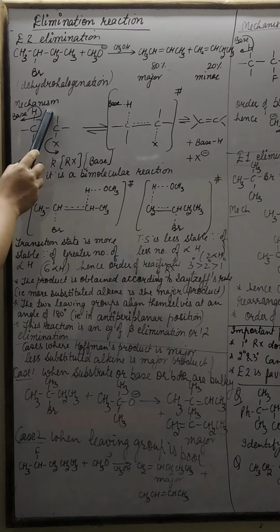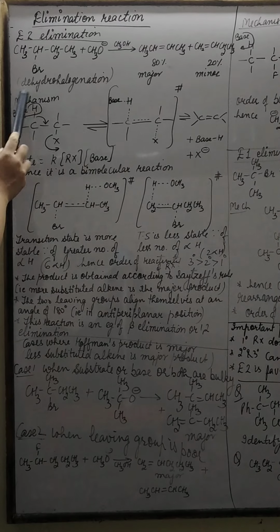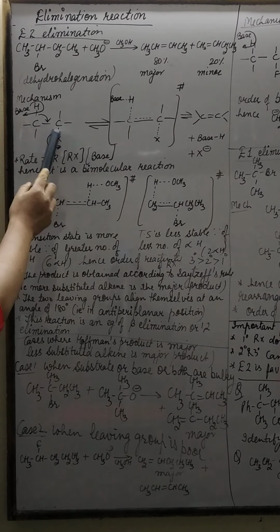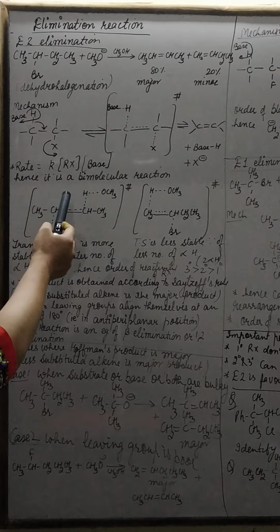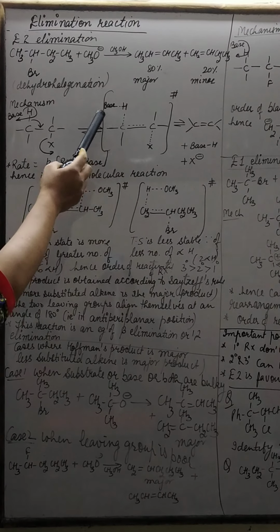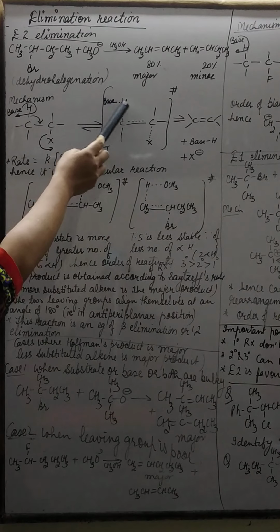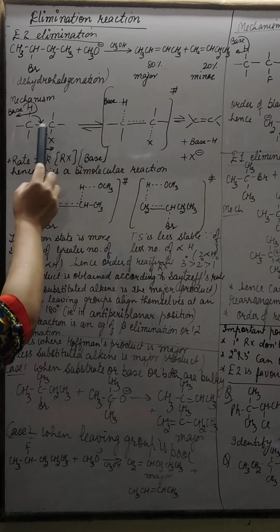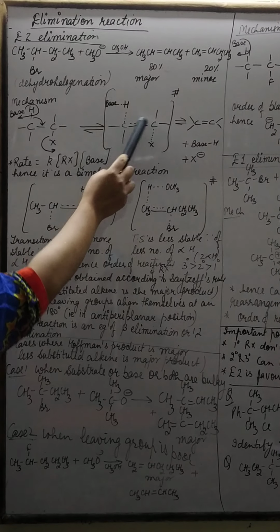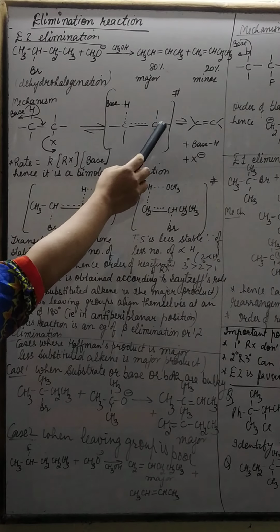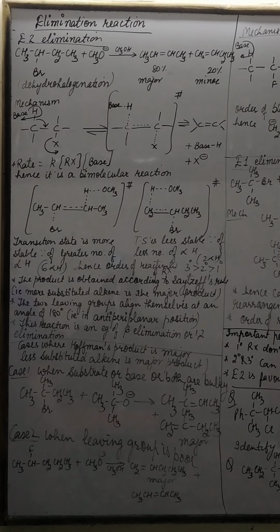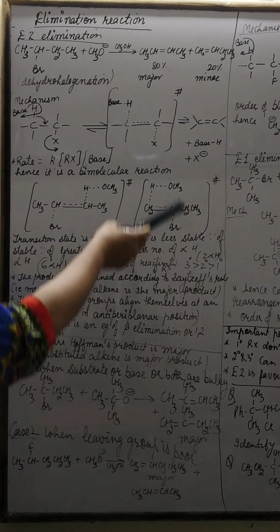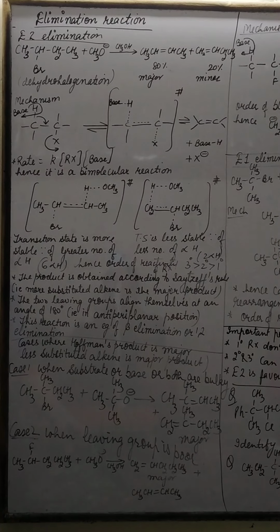Let's consider the mechanism. In this we can see the base will abstract the proton. Simultaneously the electron density will shift between these carbon bonds and the halogen gets removed. So a transition state is formed in which a bond is formed between base and hydrogen, and a bond is broken between carbon and hydrogen. A bond, the pi bond, is formed between these two carbon atoms, and this carbon-halogen bond gets broken. So in this state, bond making and bond breaking occur simultaneously, leading to formation of the alkene.